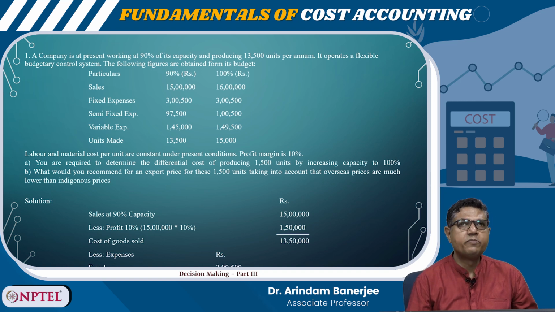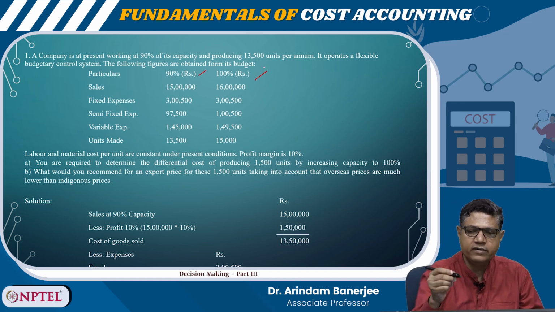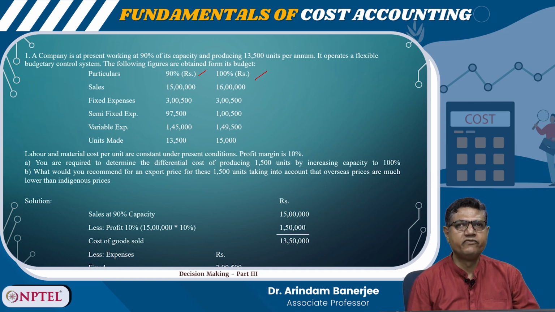A company is at present working at 90% of its capacity and producing 13,500 units per annum. It operates a flexible budgetary control system. The following figures are obtained from its budget. Sales at 90% and 100%, so you see two capacity levels are given: 15 lakh and 16 lakh. Fixed expenses 3 lakh 500 and 3 lakh 500. It is not changing with the change in capacity utilization.